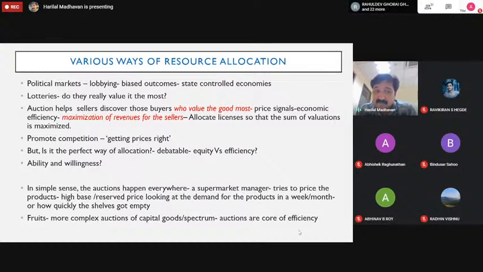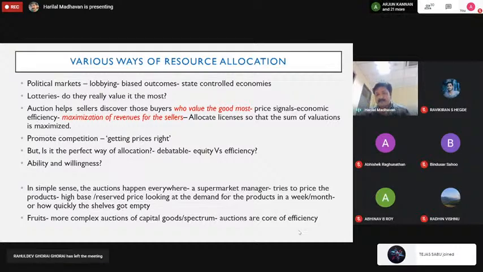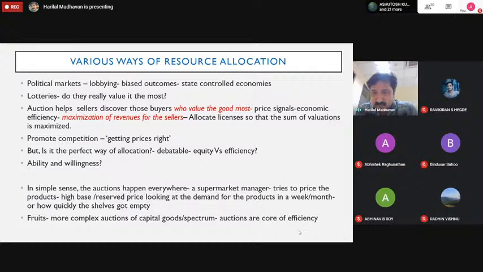So we cannot call this a very efficient allocation of resources. And then we have lotteries. It's a very random selection. I don't know whether allocating products through lotteries will actually maximize the value, because we cannot ensure that the product is going to a person who really needs it. Okay, so lotteries and political markets are probably inefficient ways of allocating resources. But an auction helps sellers discover those buyers who value the good most. Okay, because it's going to be the highest bidder, right? So when you raise your hand saying that you want to buy this product at a maximum rate, that actually gives a price signal to the consumer.